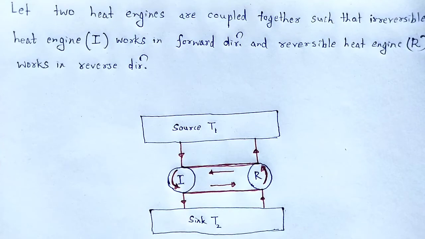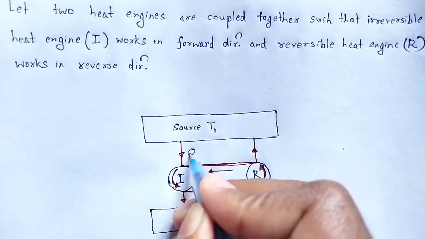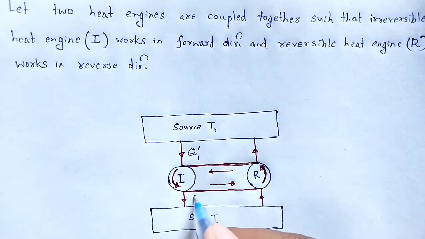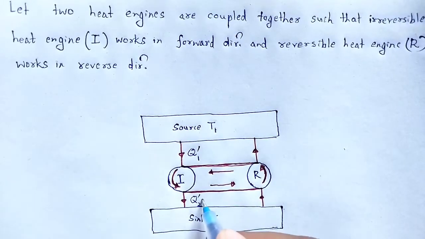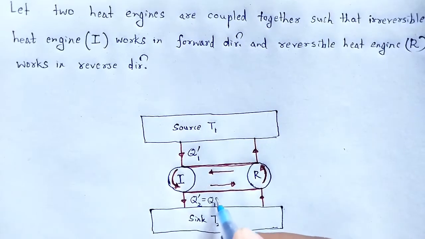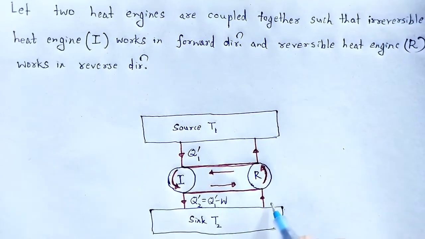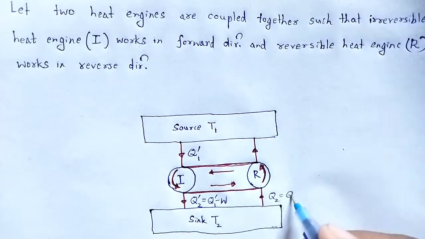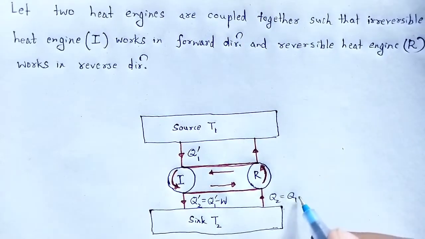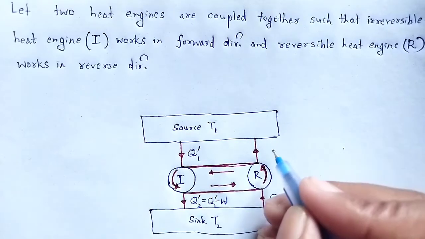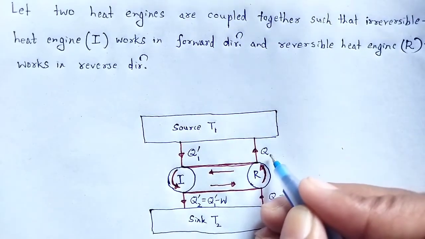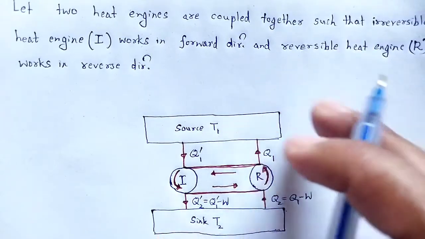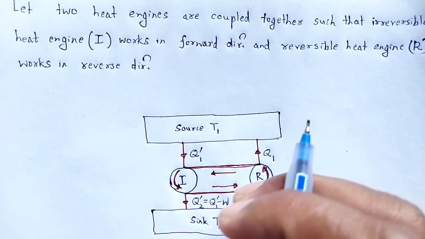Here is Q1 dash, here is Q2 dash, which is equal to Q1 dash minus W, that is Q2, which is equal to Q1 minus W. This is Q1. So, this is the arrangement of the irreversible and reversible heat engine.